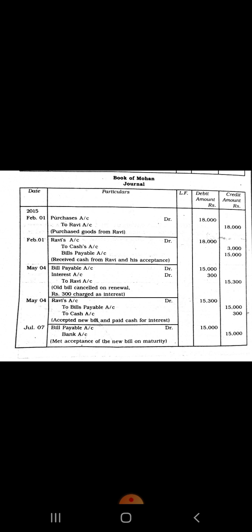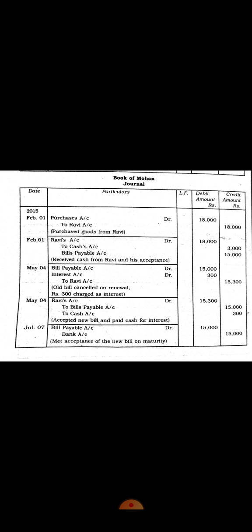Journal entries in the books of Mohan. First, for the purchase of goods, purchase account debtor to Ravi account 18,000. Then Mohan paid rupees 3,000 immediately in cash. For that journal entry, Ravi account debtor to cash account, and for the balance he accepted a bill. For that journal entry is Ravi account debtor to bills payable. Here a compound entry has been passed: Ravi account debtor to cash account to bills payable account.